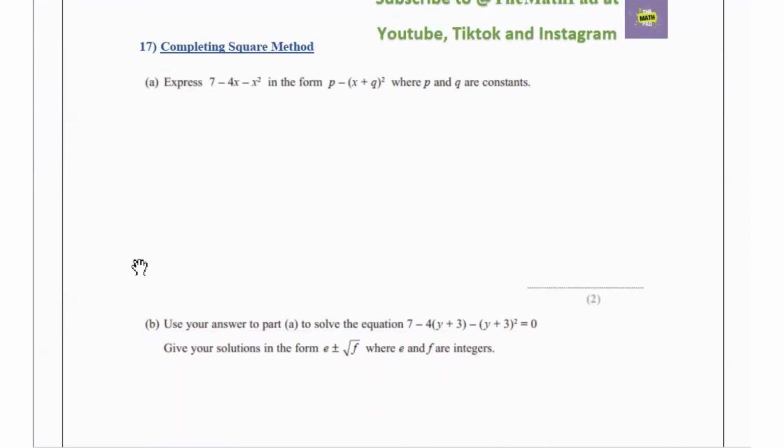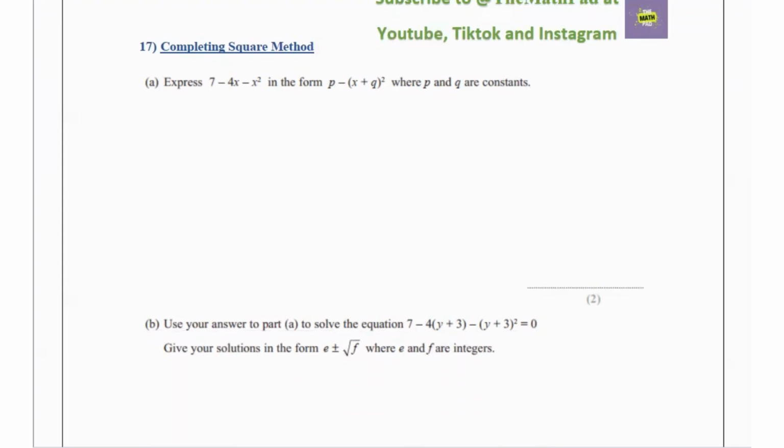Then for the completing square method, it says express 7 minus 4x minus x squared in the form p minus (x plus q) whole squared, where p and q are constants. So this is guaranteed going to come in your test, because it did not come in paper one.